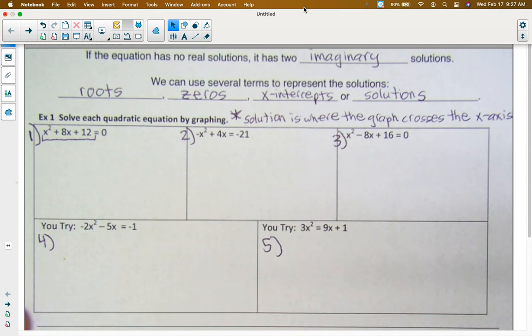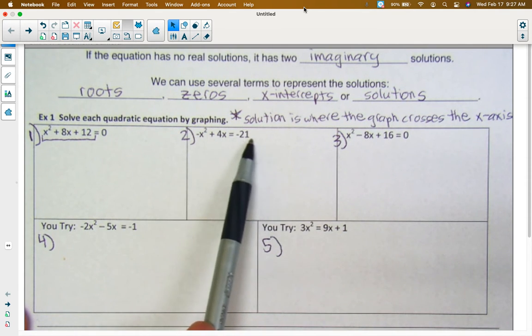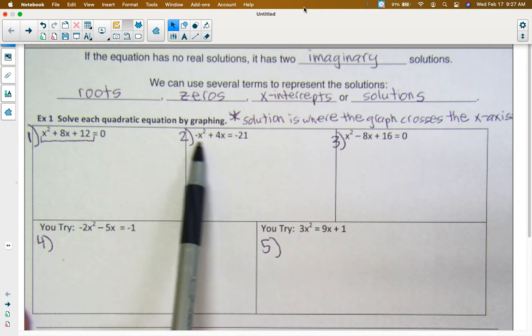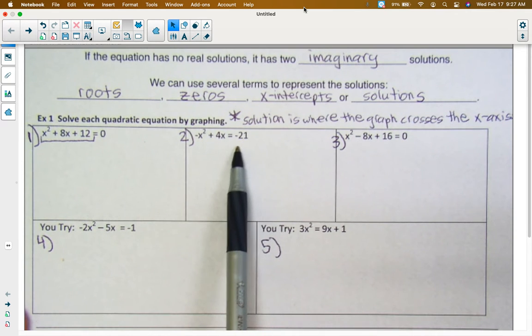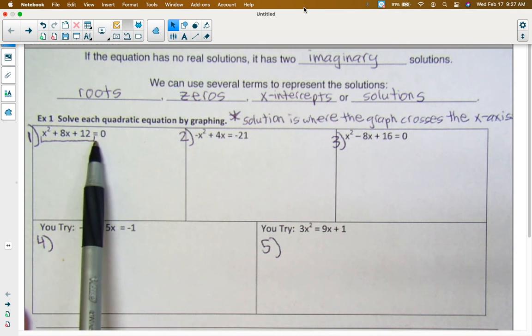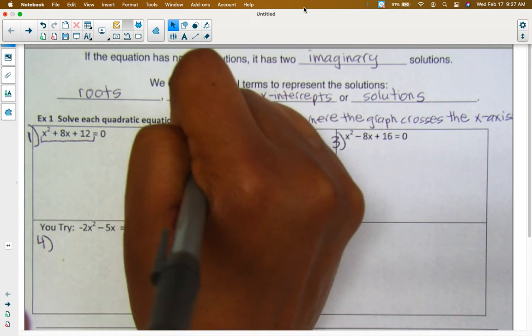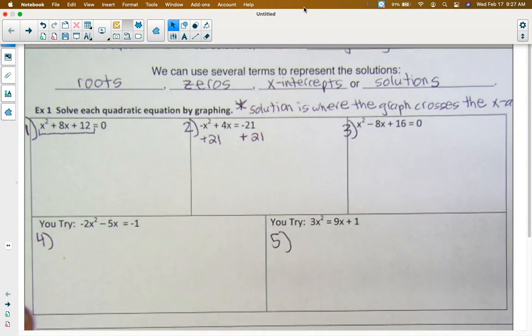All right, number 2 is not equal to 0. So we're going to have to do maybe 1 or 2 steps, depending on the problem, so that we set it equal to 0. This is a minus 21. I need to move it over to the other side so that my problem equals 0 like problem number 1. So we need to add 21 to both sides, and add 21 to this side. These are not like terms.